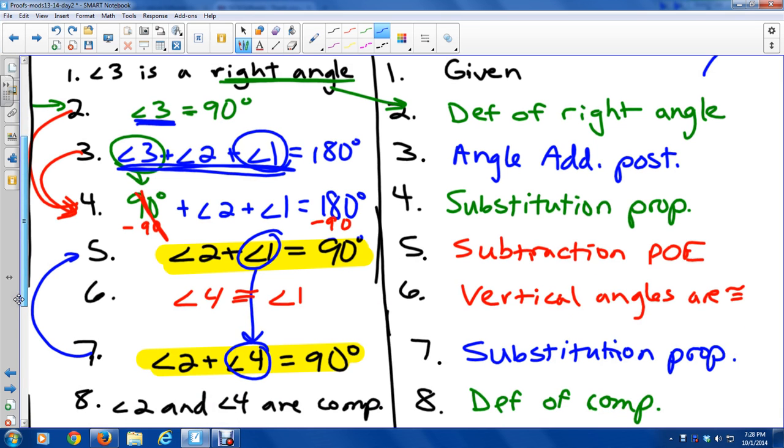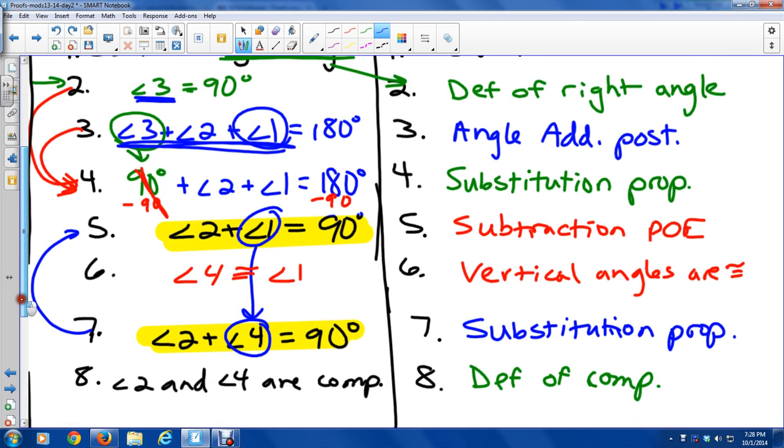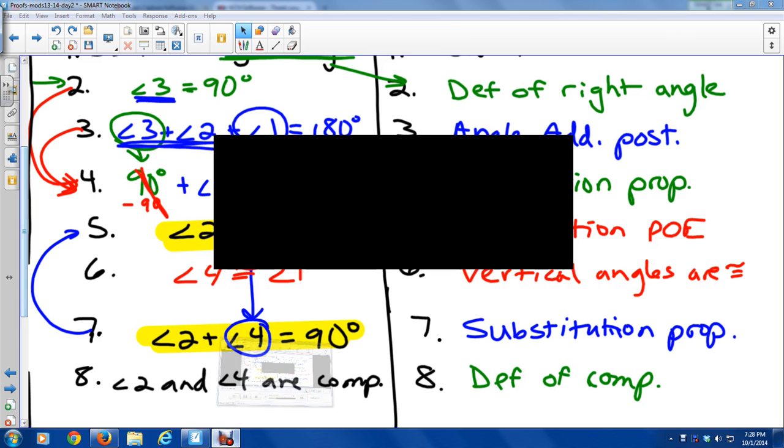I'm not trying to confuse you here. You wouldn't have needed to use the vertical angles. Okay, I showed the little bit harder version in case you saw the horizontal straight line and use those. So if you actually were able to get away with only 6 steps in your proof, that would have been just fine. Okay? Good luck with the rest of your proofs.